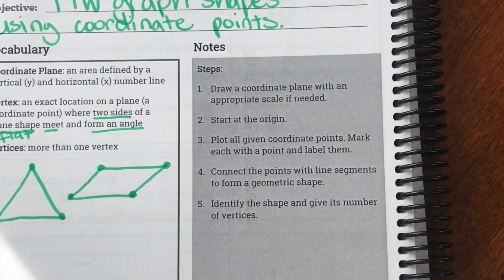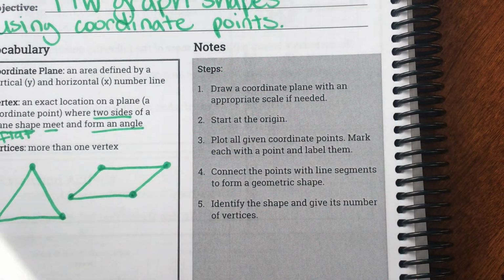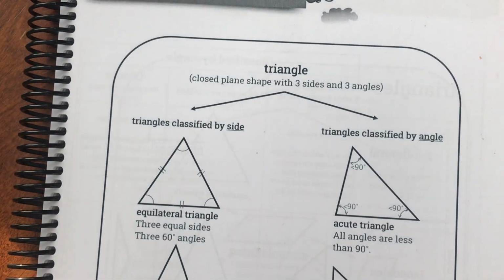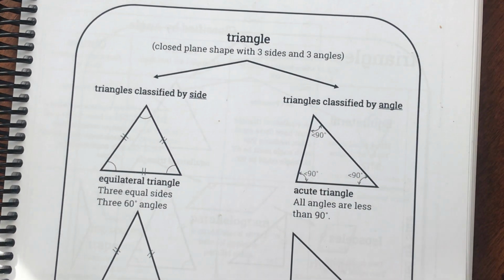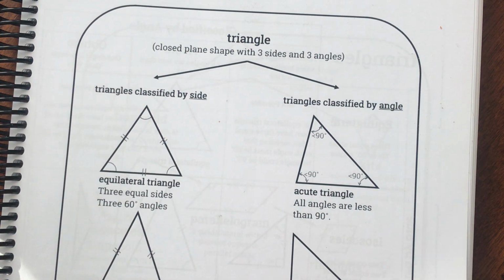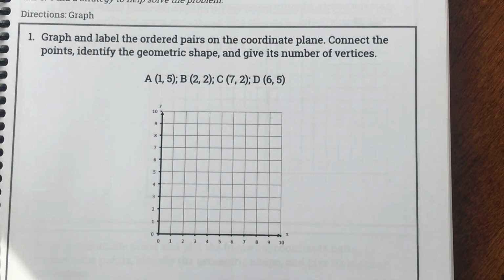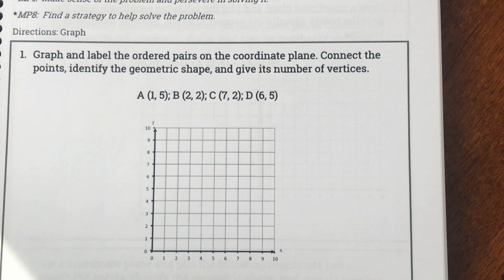Okay, we're not really going to worry about the steps today because I'm just going to show you this. Okay, so I'm going to set down my green pen and grab my red. You do, I believe, have the same notes that I have, just reminding you of all the shapes that we kind of went over if you need to refer to that. So here is my first problem. Graph and label the ordered pairs on the coordinate plane. Connect the points, identify the geometric shape, and give its number of vertices.